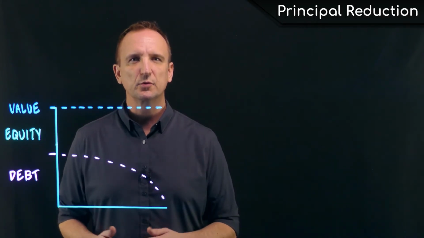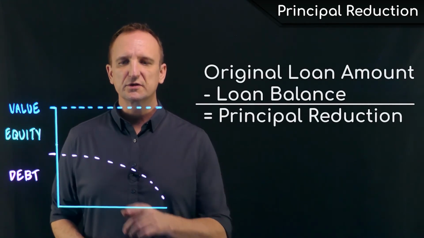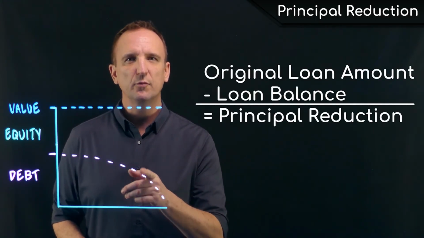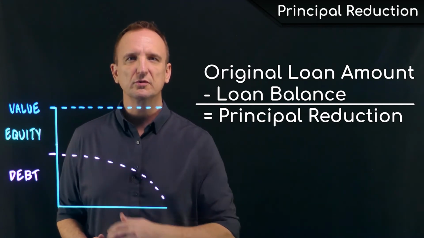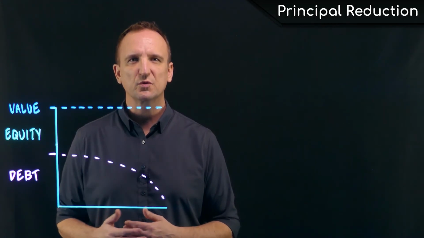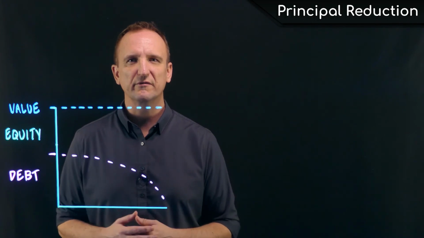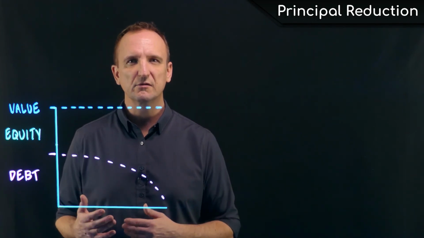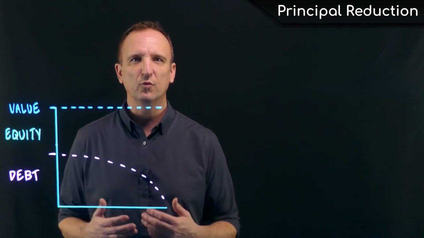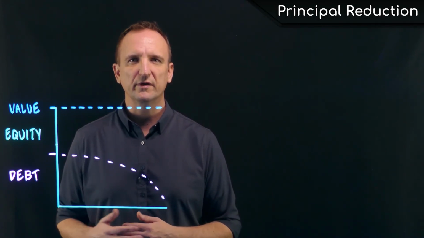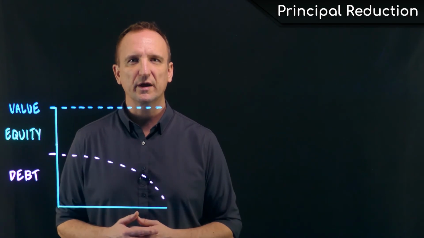To calculate principal reduction is very easy. You just determine the loan balance at any given point in time and then subtract that balance from the original loan amount. Principal reduction is one of the 4 wealth generators of investment real estate, and particularly over time, it can be quite significant in terms of the amount of wealth that it can build for the investor by increasing the amount of equity in the property.